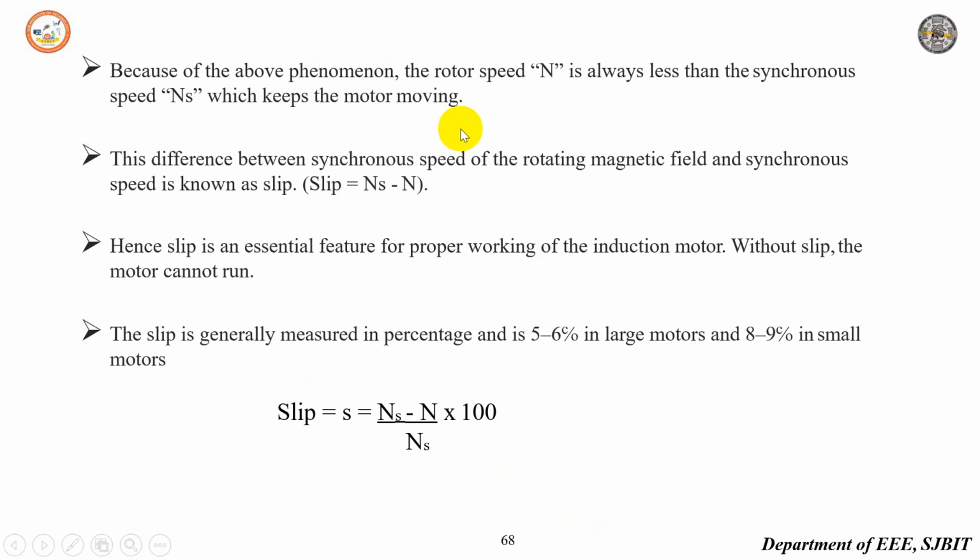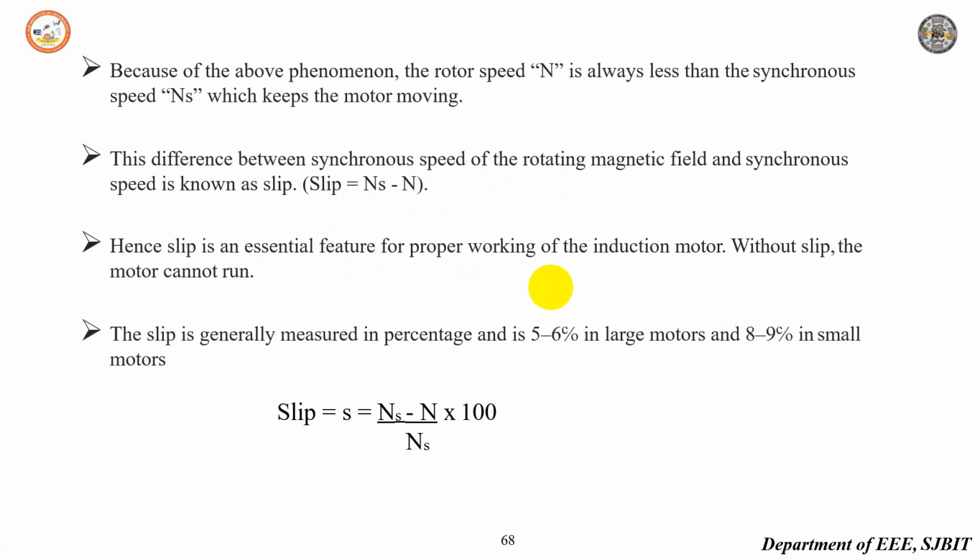Because of this phenomenon, the rotor speed N should never be equal to Ns. That means the rotor should never catch up to the synchronous speed Ns. Otherwise, the motor will stop rotating, and there should always be a motor speed that is less than the synchronous speed. There should be a relative difference in speed, and then the rotor keeps rotating in the direction of the rotating magnetic field. So slip is defined as the difference between the synchronous speed and the motor speed. Slip is an essential feature for the proper working of an induction motor. Without slip, the motor cannot run.